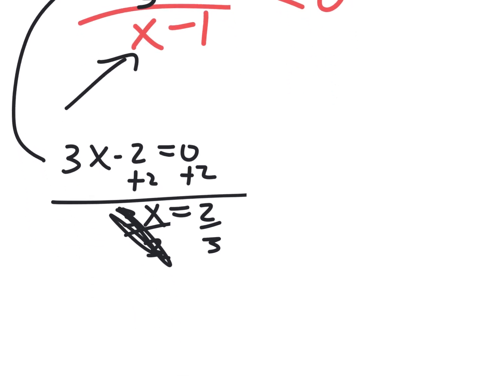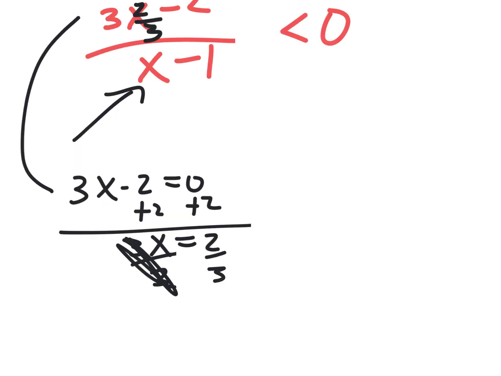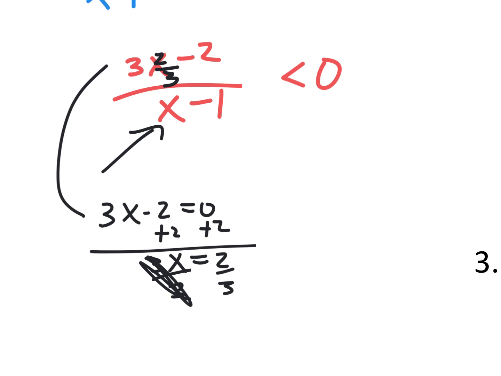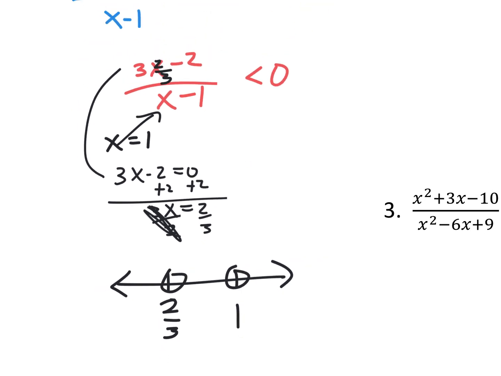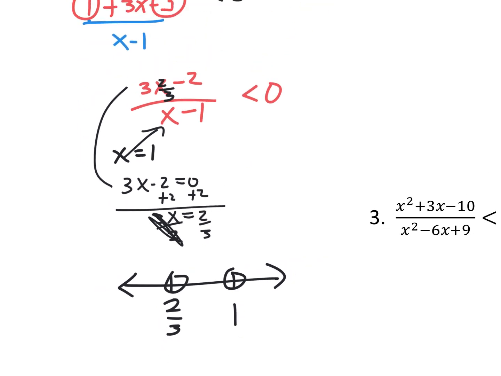All right, so bottom line, I have 2/3 for the top, and I have x equals 1 would make the bottom 0. Those are my two key numbers, and then I'm off to the races. Here's 2/3, here's 1. Circle them. See if those spots make it work.